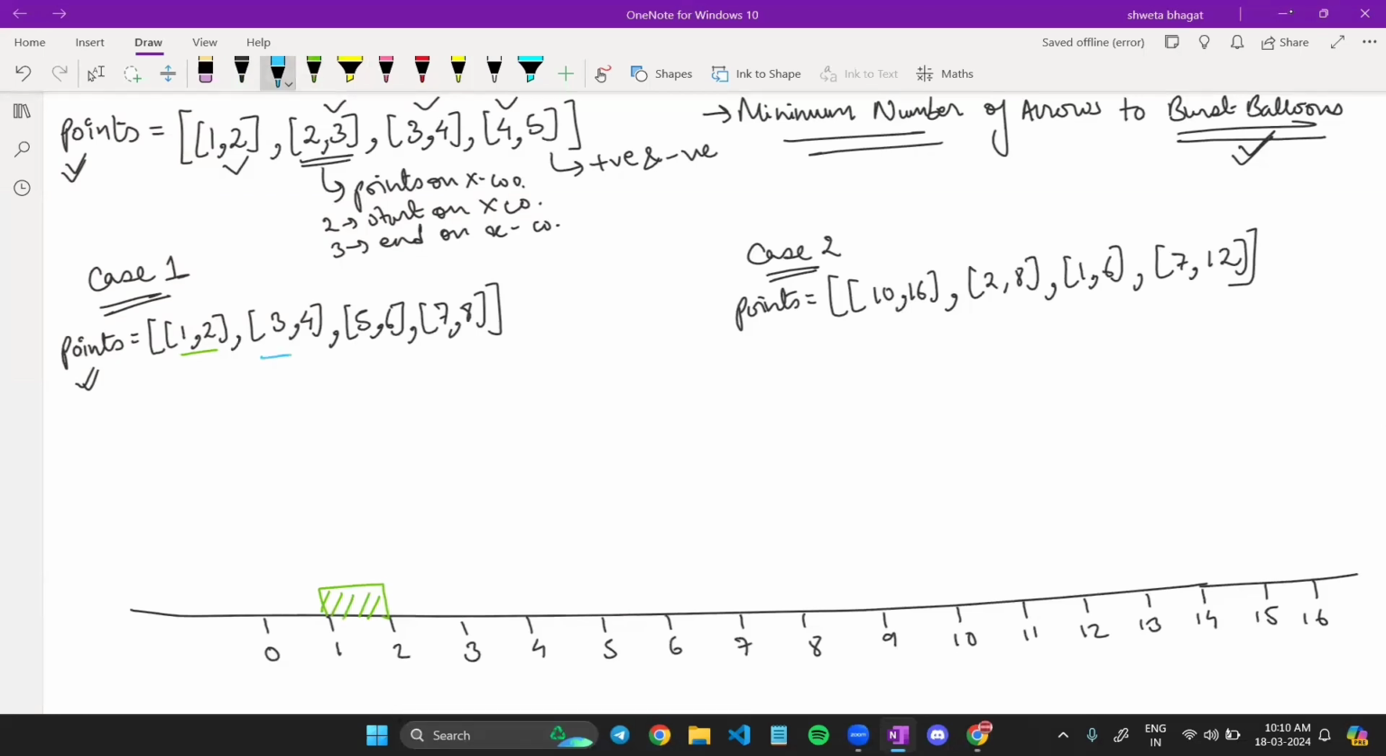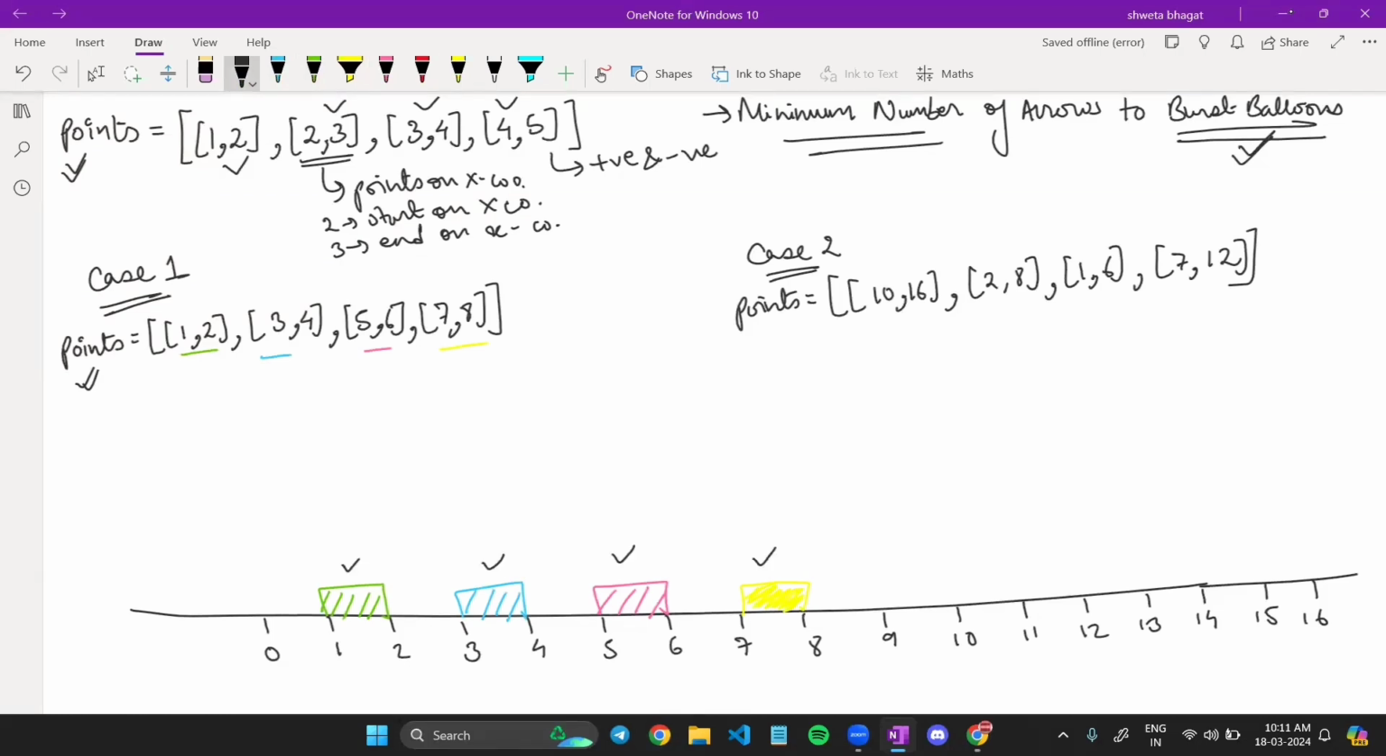Let's represent the second balloon. The second balloon is from 3 to 4. So here is our second balloon. Let's represent the third balloon. The third balloon is from 5 to 6. So here is the third balloon. Now let's represent the fourth balloon. So the fourth balloon is from 7 to 8, correct? So here is our fourth balloon.